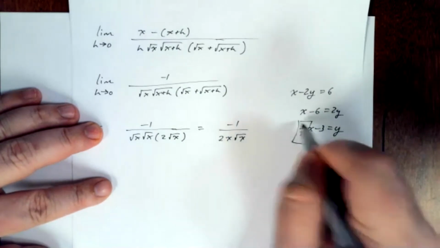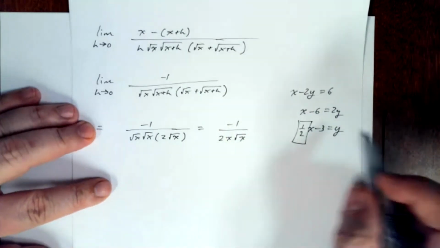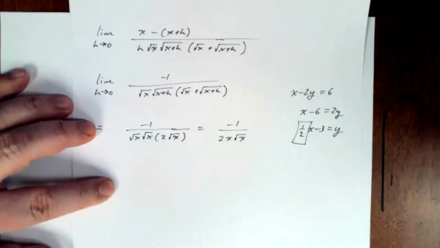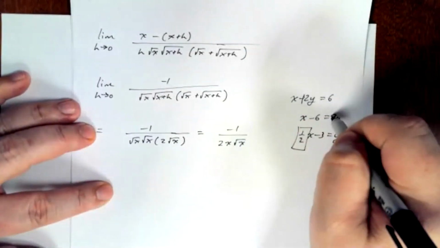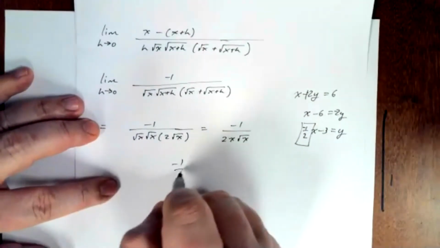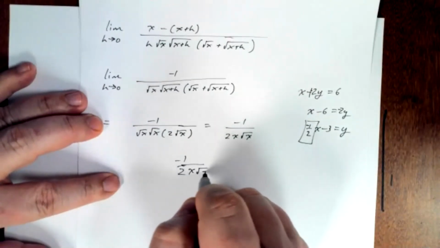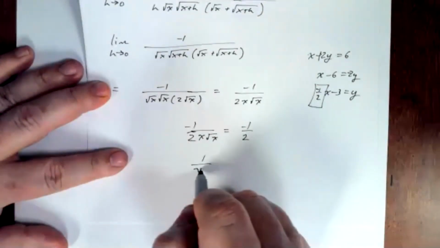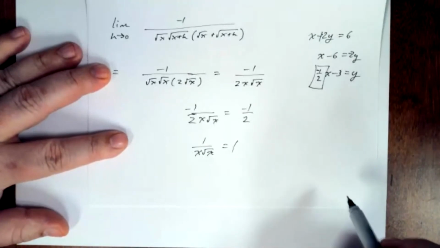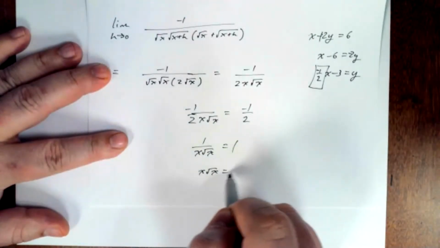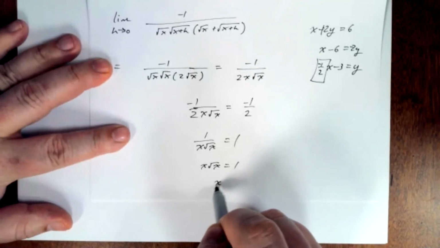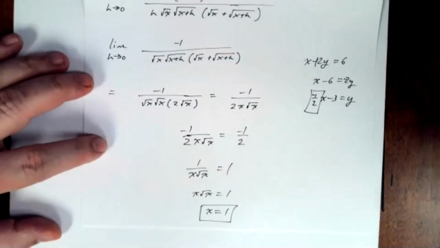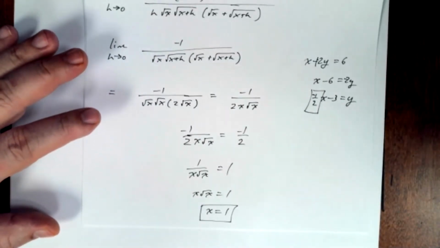And so I need a slope of 1/2. Okay. Was it minus y or plus y? It was plus y. Oops. So that's a minus, and now that's a minus. So -1/2 x square roots of x is equal to -1/2. So 1 all over x square roots of x is equal to 1. So x square roots of x is equal to 1. And x is equal to 1. And you're done.